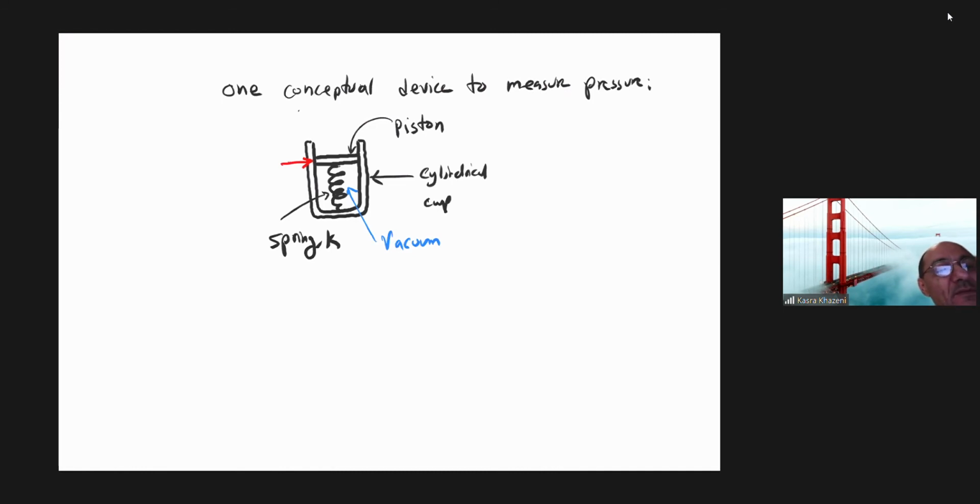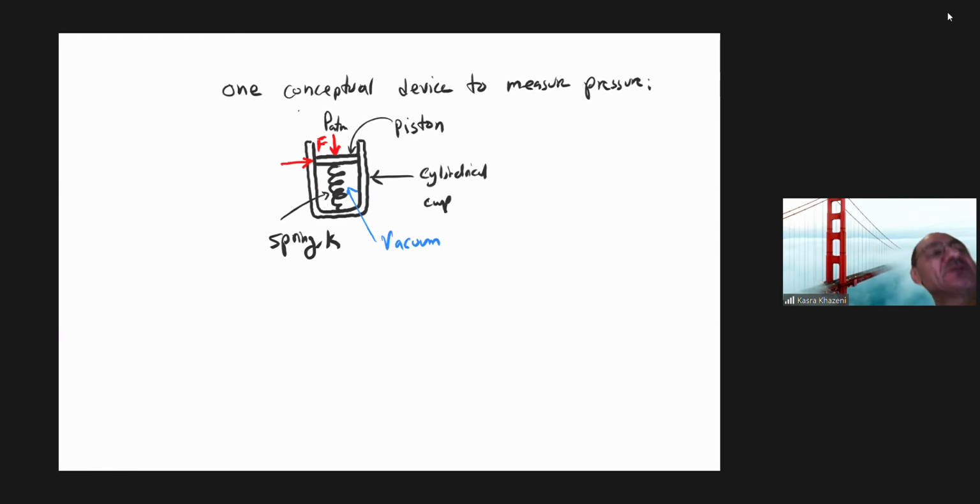Because the atmosphere is going to put some pressure, there's pressure outside, that pressure is going to induce a force on top of this piston. That force wants to push the piston down because there is no force on the other side by any fluid. There is no fluid there. It's a vacuum. The only pressure is due to the spring.